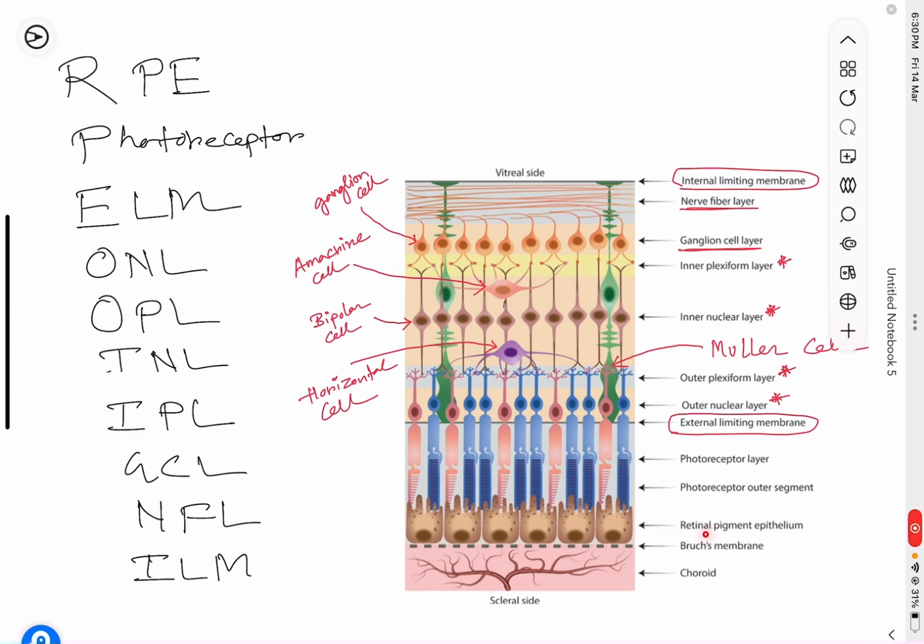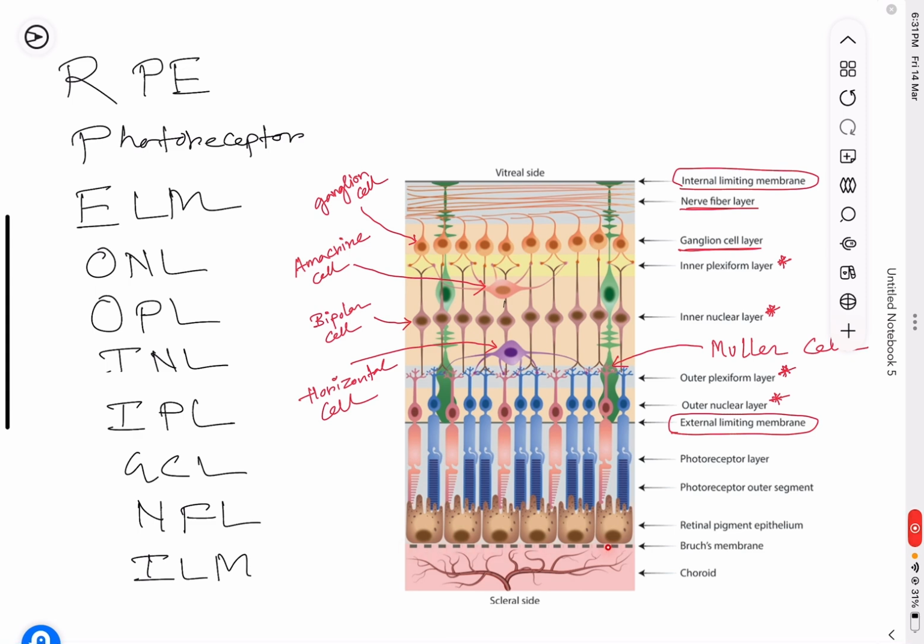See the retinal pigment epithelium. This layer forms the blood retina barrier, because beneath this is the Bruch membrane. This Bruch membrane is very important because it is sometimes affected in the aging process. That means when we age, this layer gets thickened and calcified.